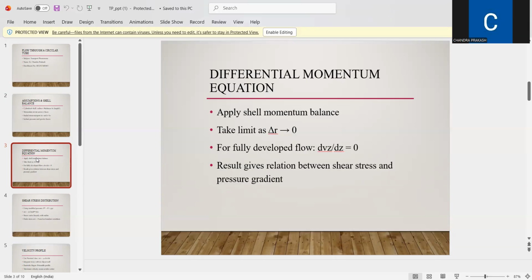Momentum in minus momentum out plus forces is equal to 0. Taking the limit as delta r approaches 0, we get a differential equation. For fully developed flow, velocity does not change along the pipe length. So dVz by dz is equal to 0.